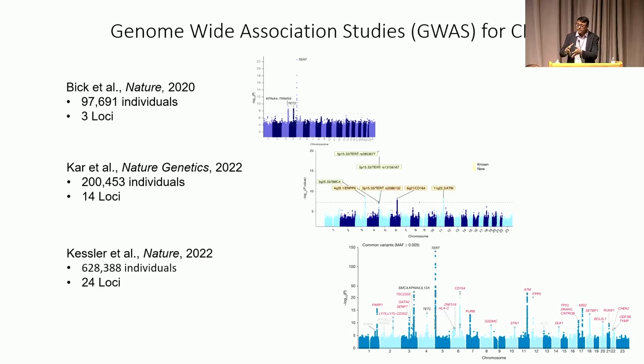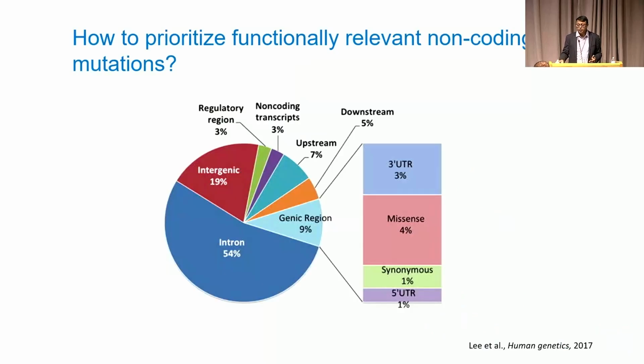So let's look at what these genetic loci look like. Most of the genetic variants found in these GWAS studies are in non-coding regions of the genome. The coding variants are extremely low, only 4%. The majority of them are located in intronic and intergenic regions. And that makes it challenging to study the mechanisms by which these genetic variants act.